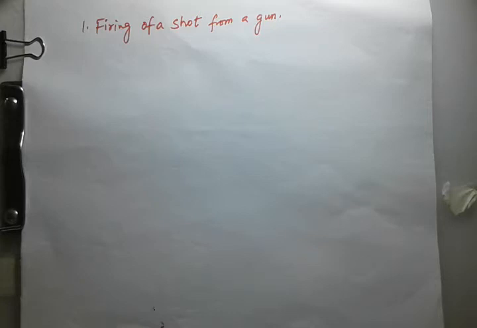And what is the reaction force? As per Newton's third law of motion, the bullet exerts an equal and opposite force on the gun, and this gives a backward jerk to the shoulder supporting the gun. This is known as the recoil of the gun. So this is the phenomenon that happens at the time of firing a shot from a gun.